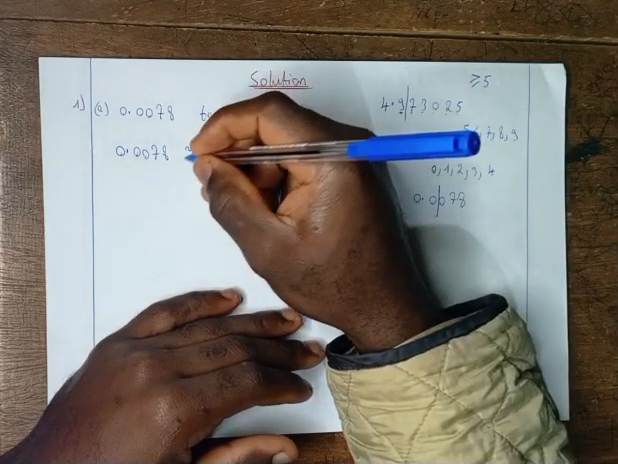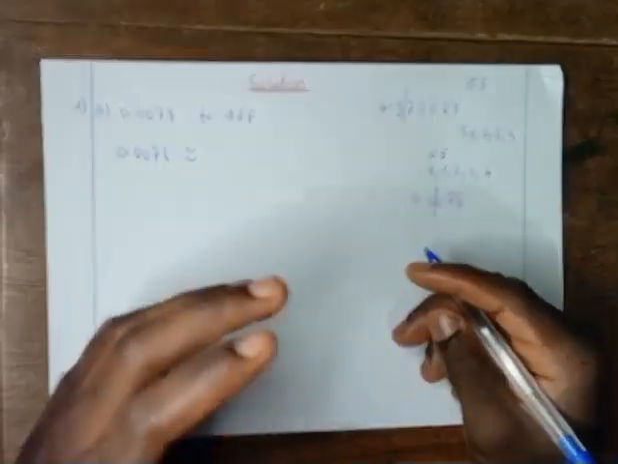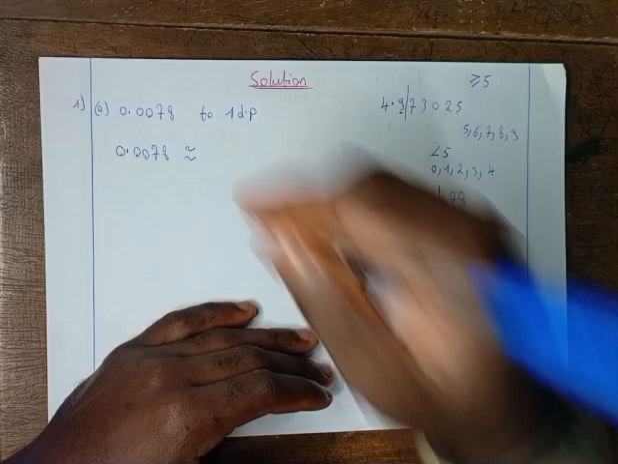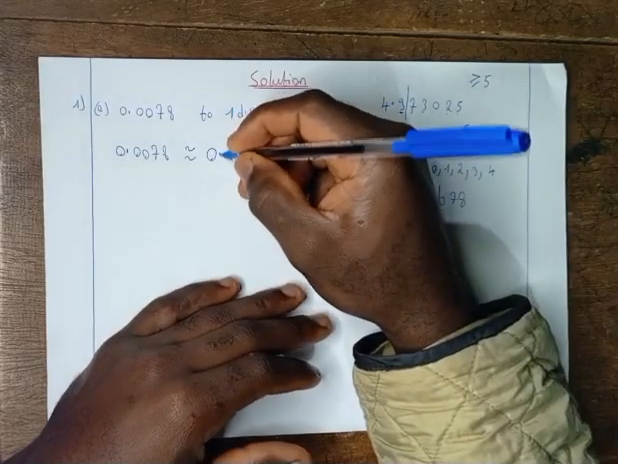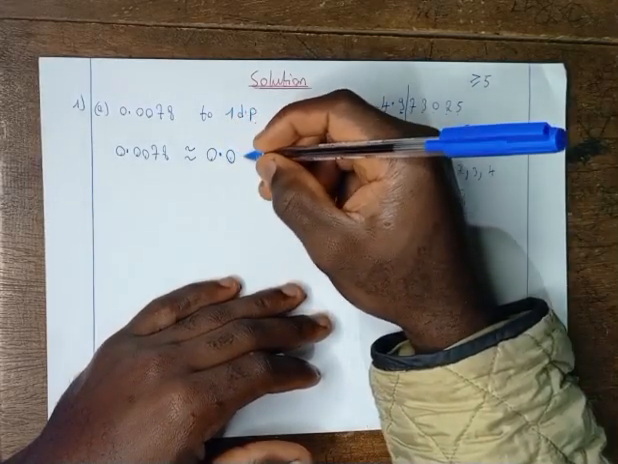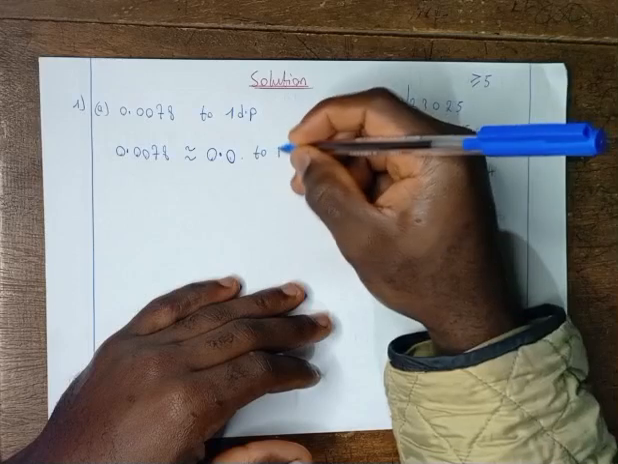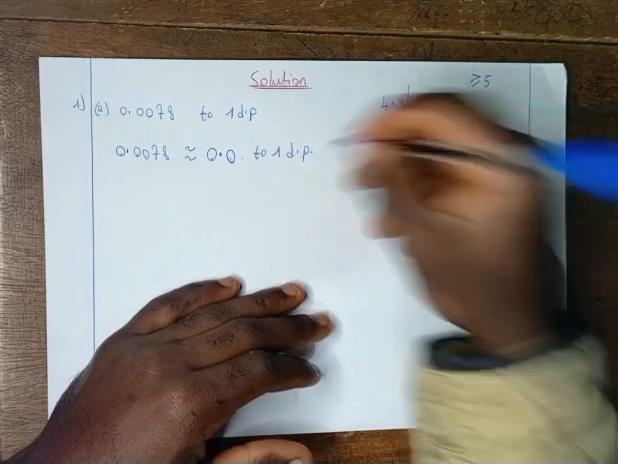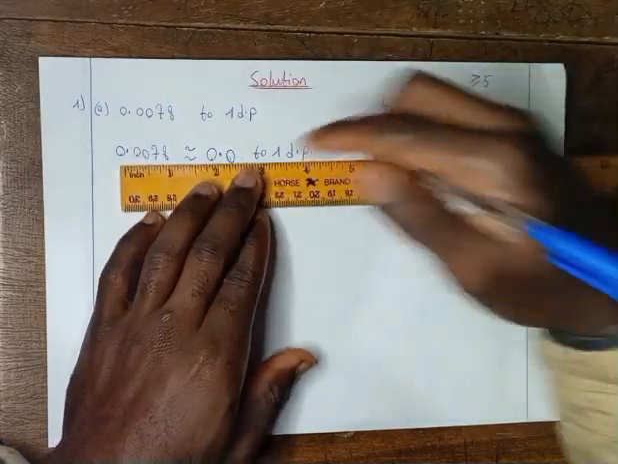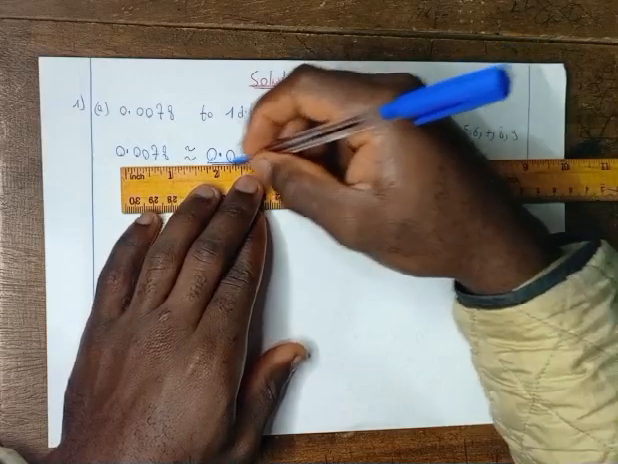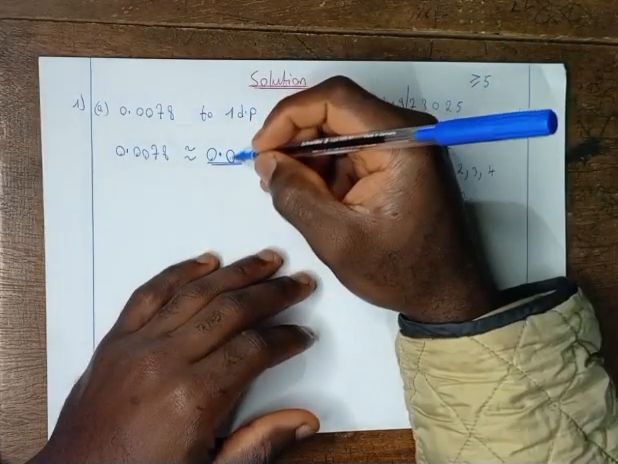So this will be approximately, it is an approximation. They are not the same. So this will be approximately 0.0 to 1 decimal place. You can see the result has just 1 decimal place.